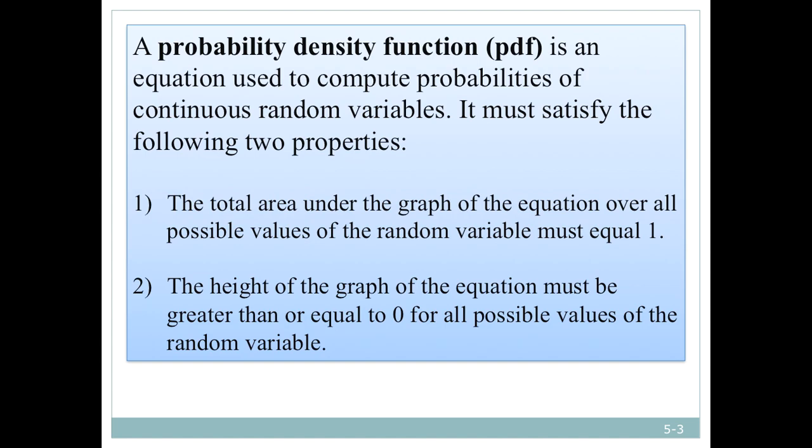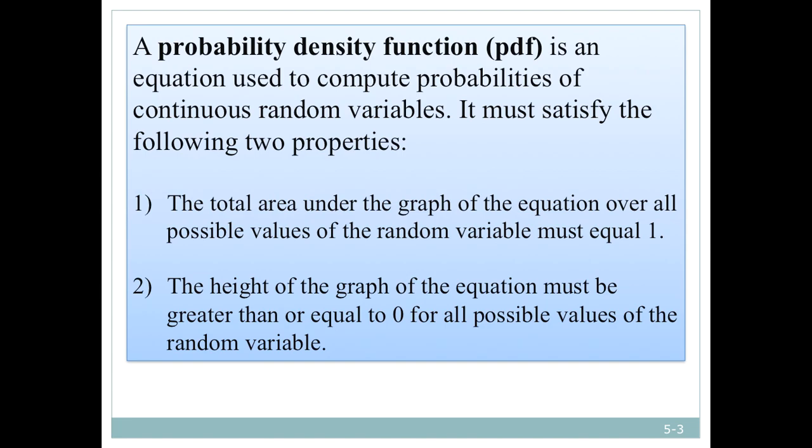So a probability density function is an equation. It's used to compute probabilities of continuous random variables, and it has to satisfy two different properties. The first is that the total area under the graph of the equation over all possible values for the random variable has to equal 1, and this is kind of a continuation of us knowing that when we sum all of our probabilities together, we get a value of 1.